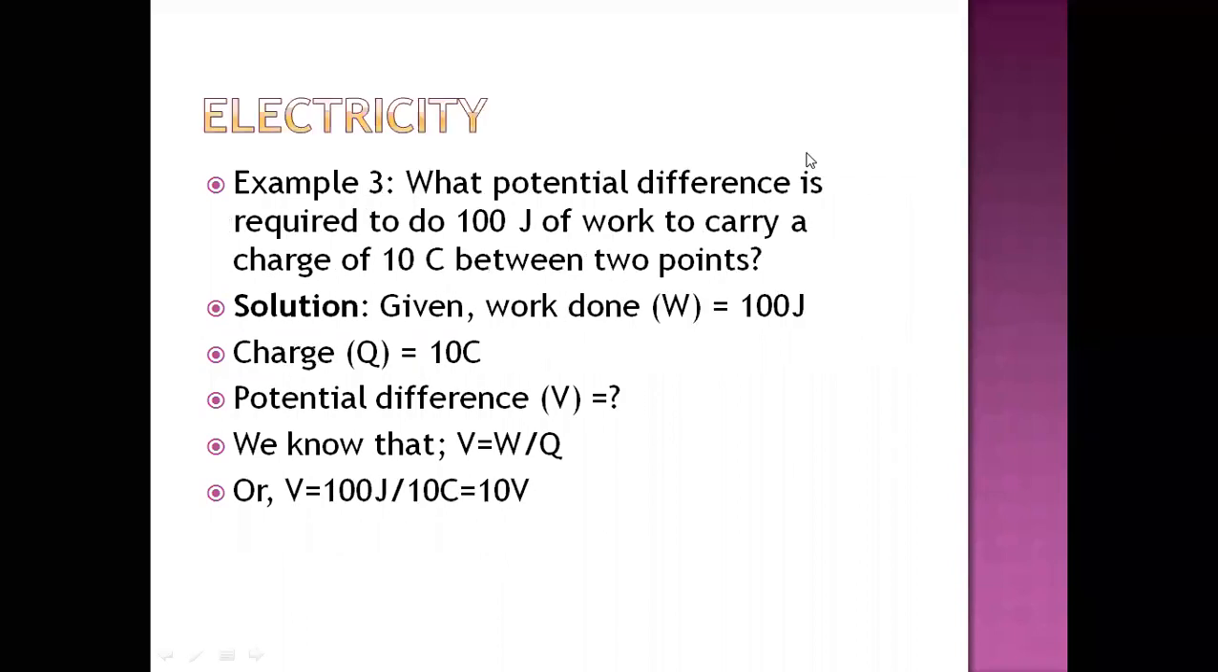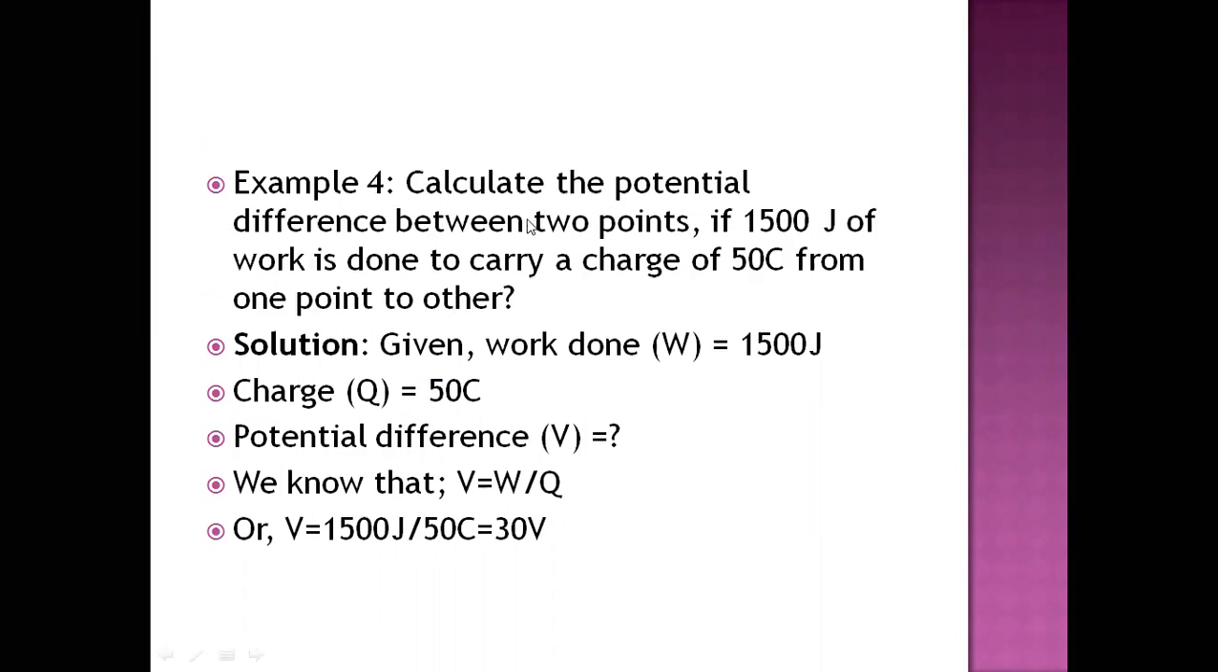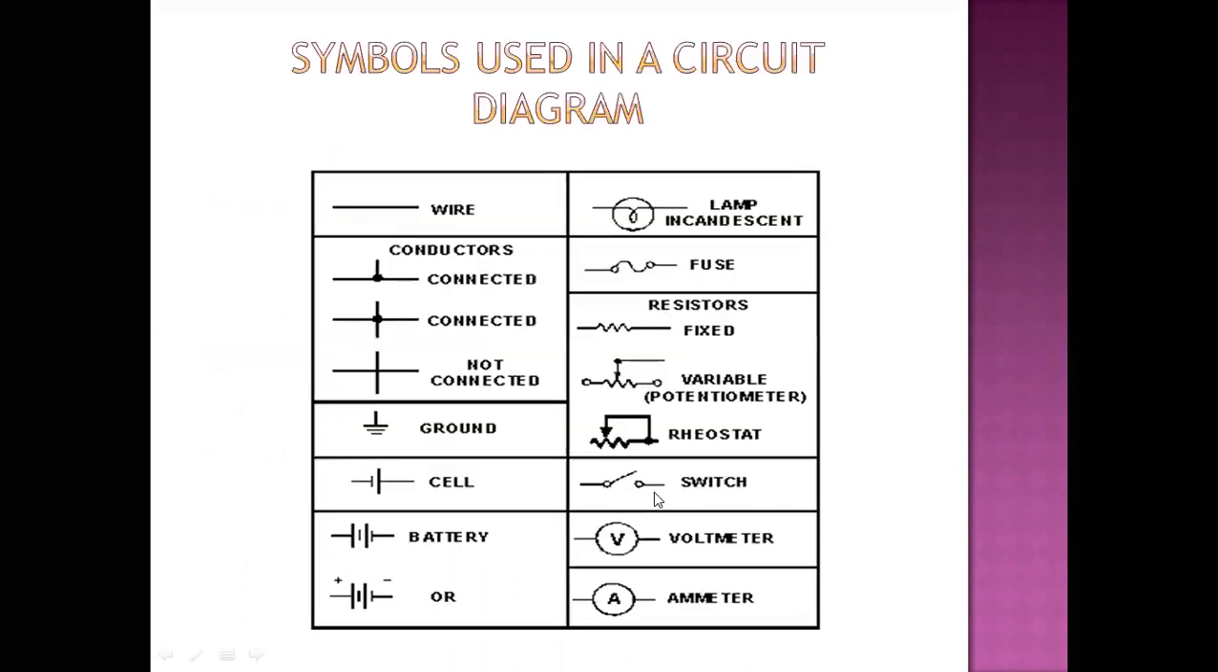So these are some more questions related to potential difference in electricity. Calculate the potential difference between 2 points if 1500 joule of work is done to carry a charge of 50 coulomb. So 1500 is W, 50 is Q, and you need to calculate the potential difference V, which is W upon Q. So 1500 upon 50 is 30 volt.